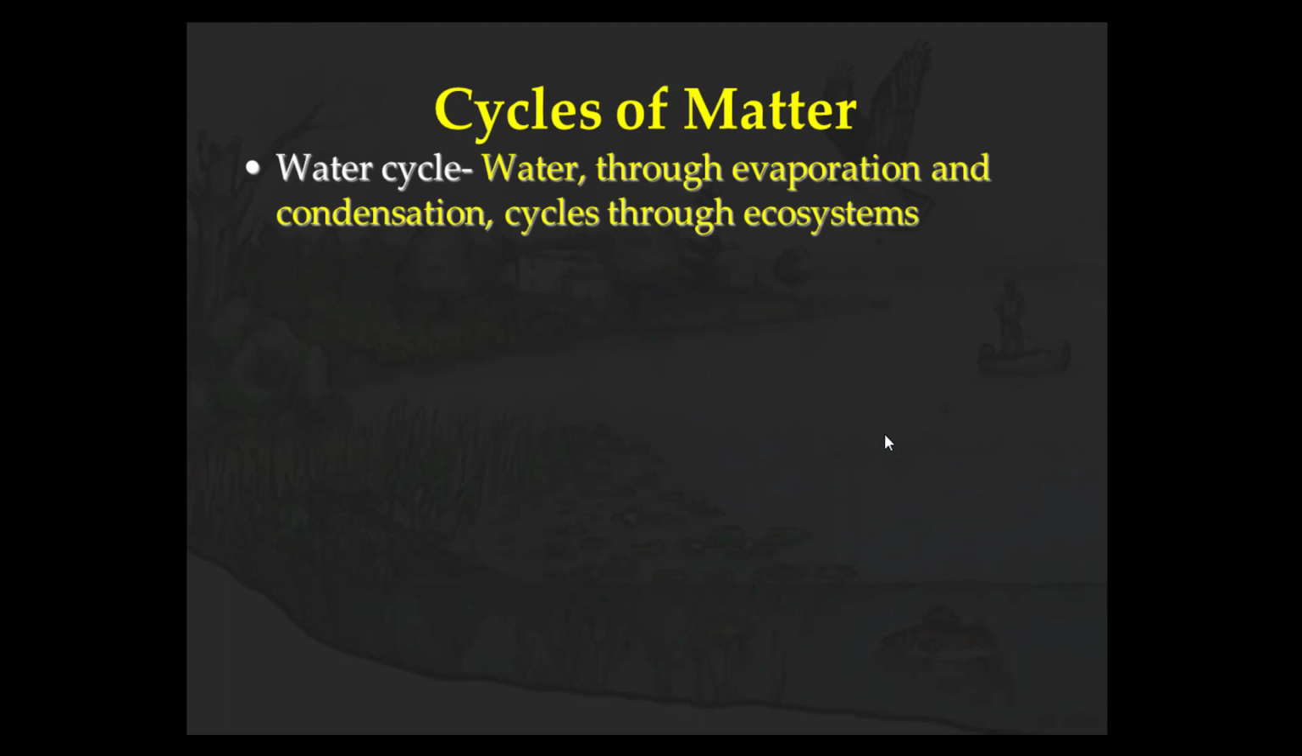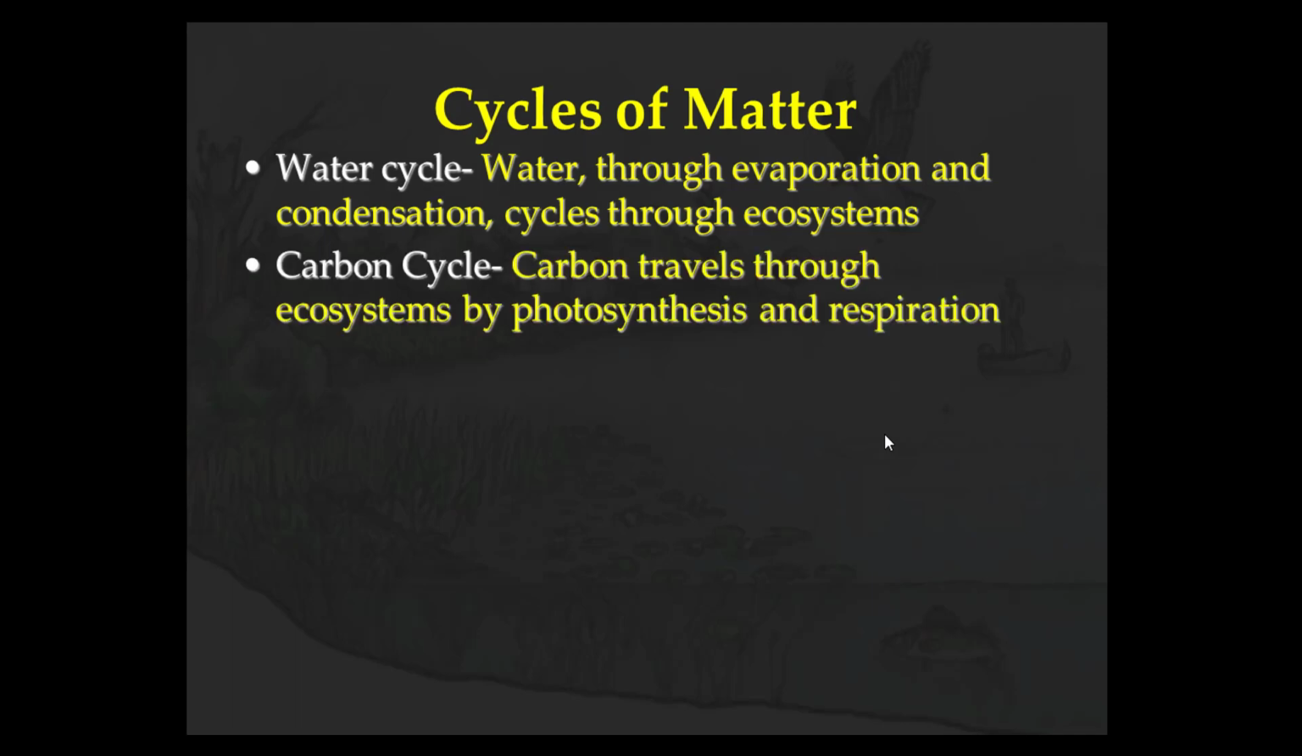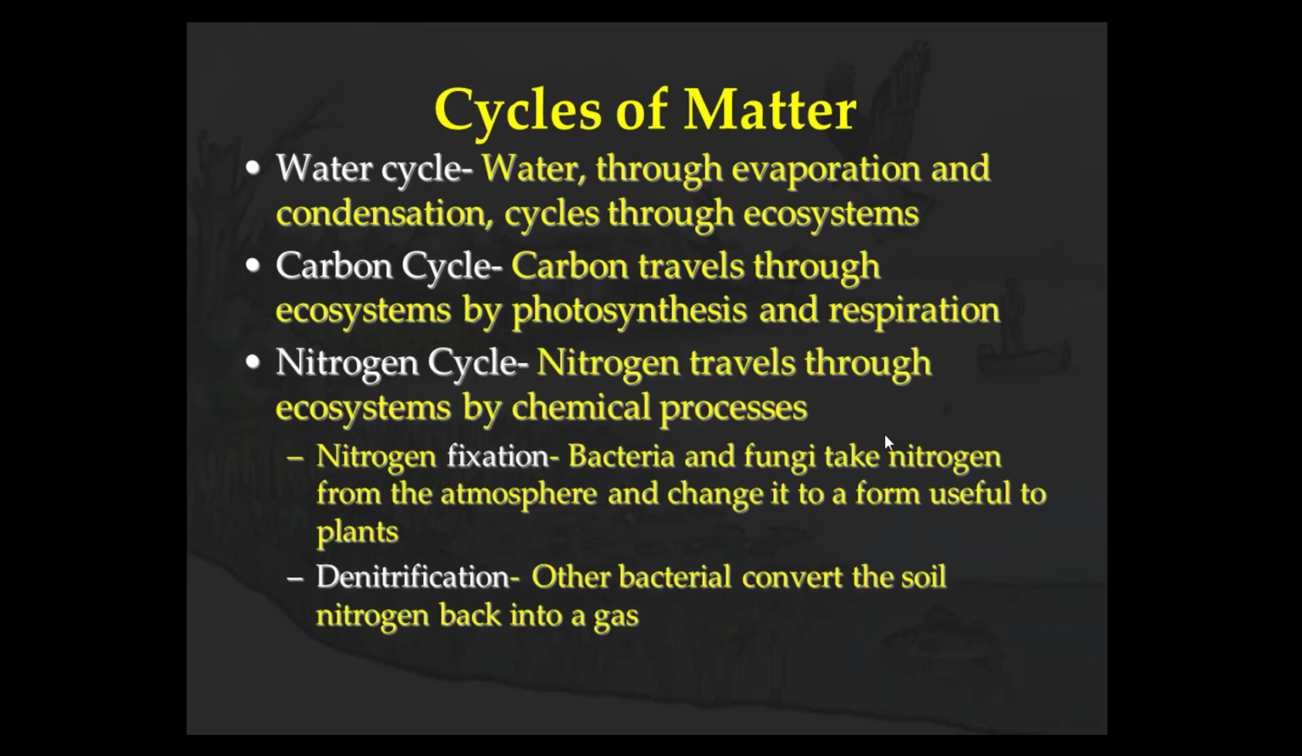Cycles of matter. Water cycle: water cycles through the ecosystem through evaporation and condensation. The carbon cycle travels through the ecosystem by photosynthesis and respiration. The nitrogen cycle travels through the ecosystem by chemical processes like nitrogen fixation and denitrification.